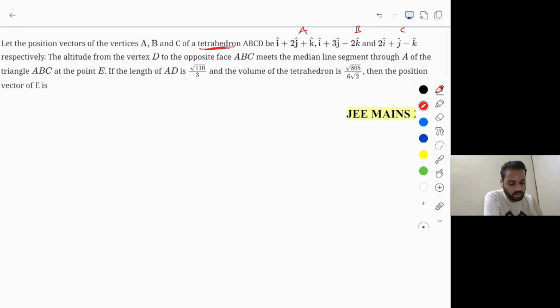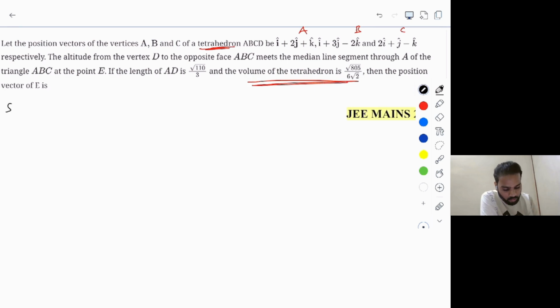Now, the next thing is the altitude from the vertex D to the opposite face ABC meets the median line segment through A of the triangle ABC at the point E. Right? And then the length of AD is given to you, which is the square root of 110 divided by 3. And also the volume of the tetrahedron is given to you. Okay, so as I told, a lot of information is given. So we'll try to analyze step by step.